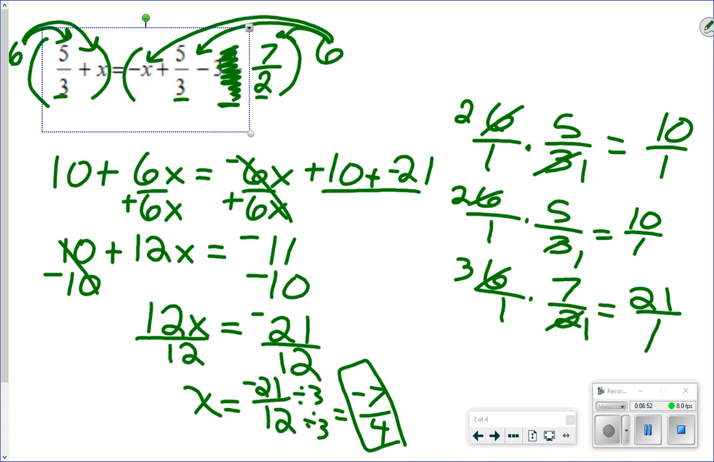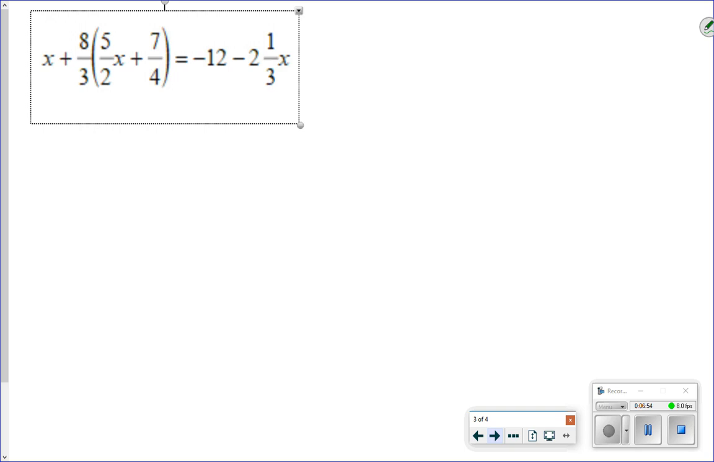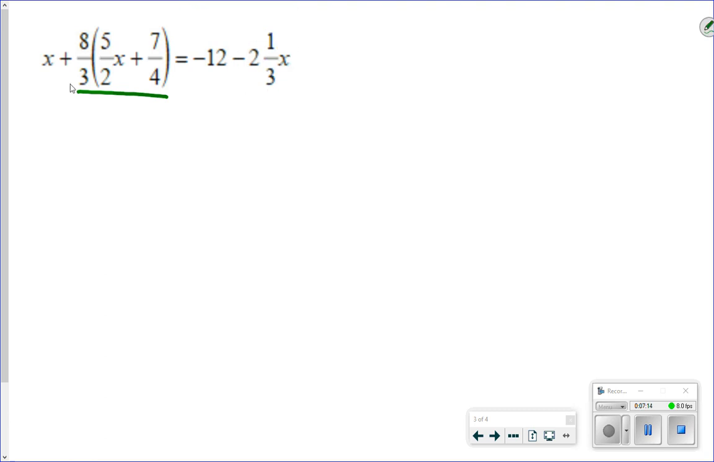Okay, let's try this with one more problem. So this one's more complicated because it has this distribution in here. When you have distribution, you need to do that before you clear the fractions. First things first, mixed numbers still need to be changed to improper. So right here I have a mixed number. I'm going to rewrite that as an improper. Maybe I should do that first.